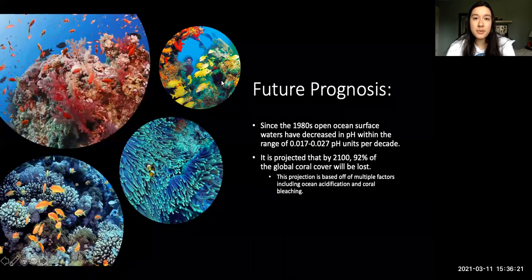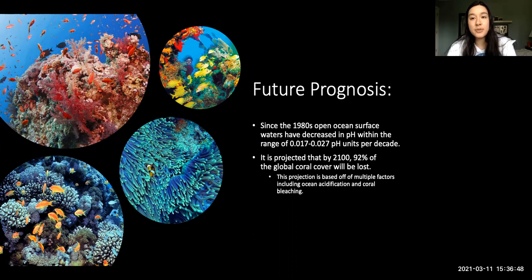The IPCC reports that since the 1980s, there has been a 0.017 to 0.027 decrease in pH per decade in the ocean's surface waters. The continuation of carbon uptake into the oceans will only make the effects of ocean acidification worse. And under RCP 8.5, which is a high carbon emissions representative concentration pathway, the IPCC reports it is virtually certain to see a decrease in the open ocean surface pH of 0.3 pH units by the years 2081 to 2100.